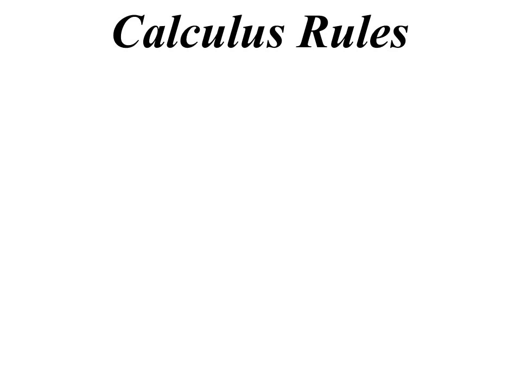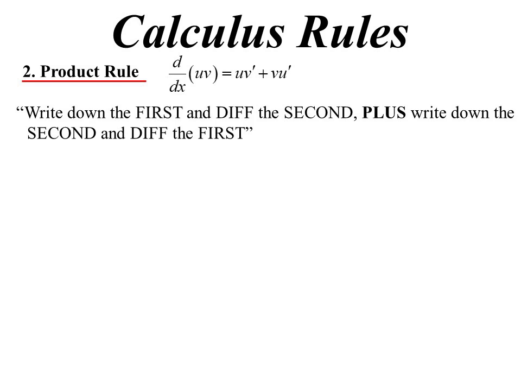Next rule to look at is our product rule. There's the formal definition of the product rule, but again, it's not how I remember it. Much easier to remember like this: write down the first, diff the second, plus write down the second, diff the first. Again, you do it as you say it, and it becomes a very natural thing.